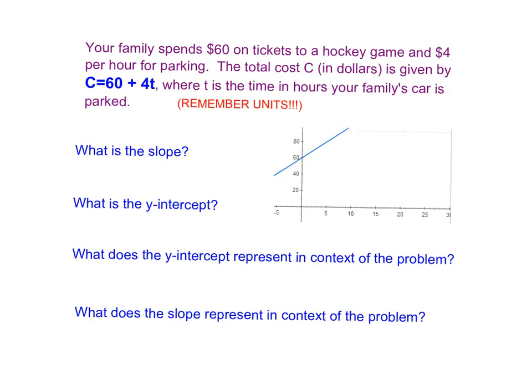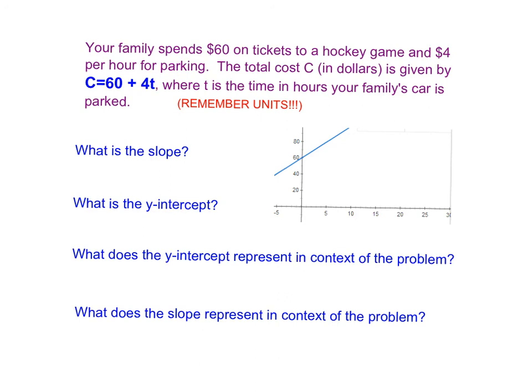And lastly, we're going to look at a word problem here. So here it says your family spends $60 on tickets to a hockey game and $4 per hour for parking. The total cost, C, in dollars, is given by C equals 60 plus 4 times T, where T is the time in hours your family's car is parked. So the first question says, what is the slope?